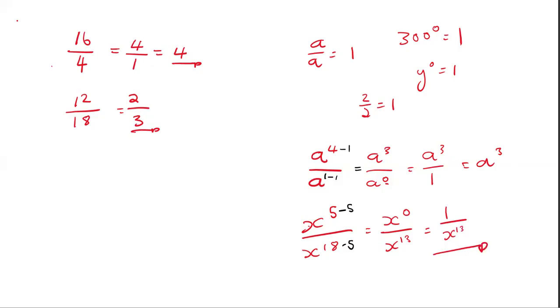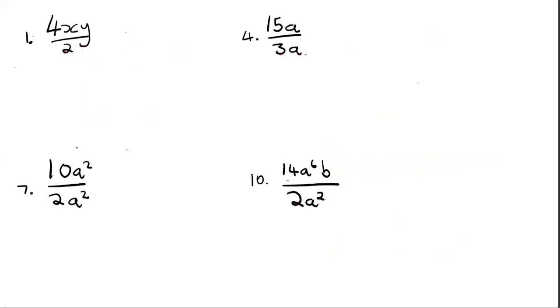Always remember, you look for the lowest. Right here, the lowest was 1. That's why we subtracted 1. Here, the lowest exponent is 5. That's why we subtracted 5. Good. Now, let's look at the solutions here.